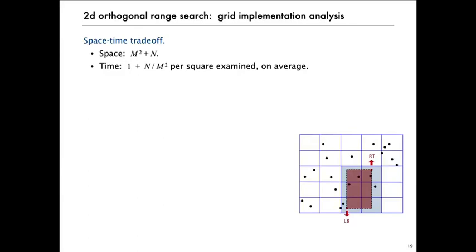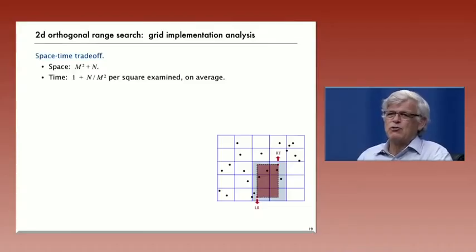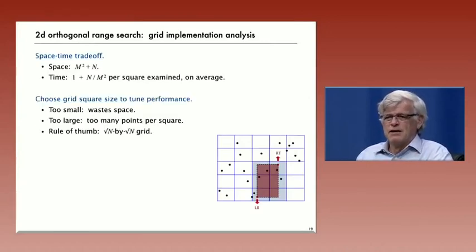The amount of space required is m squared for the grid, plus n. You have to have a linked list element or whatever for each point. And then the time, though, gets divided by m squared. Your n points are spread out over the m squared different squares. And so on average, you examine n over m squared points per square. So you don't want to make m too big, that would be too much space. You don't want to make m too small, that would be too much time.